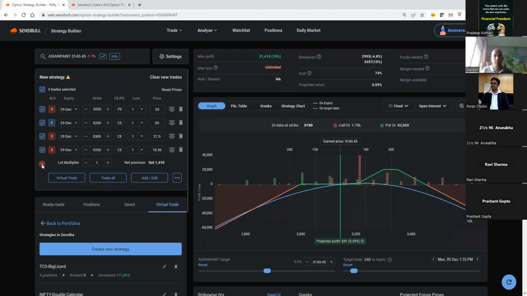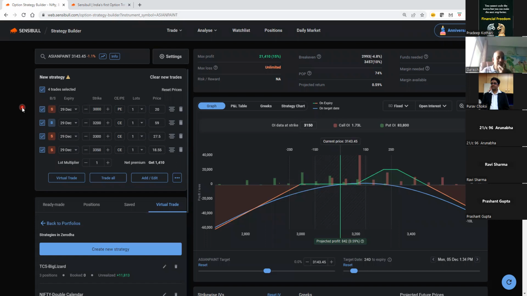Ganesh sir, regarding this IVP and IVR, some people use IVR, which is there on Opstra. Some people use IVP. Can you just give a small difference? What is the difference between IVP and IVR?